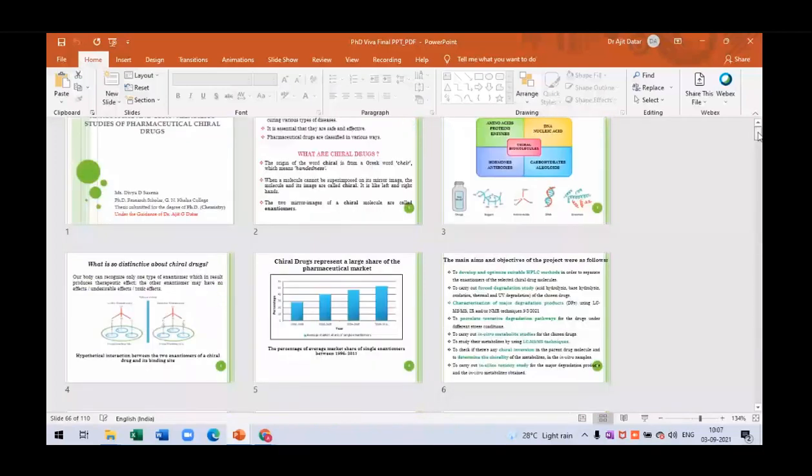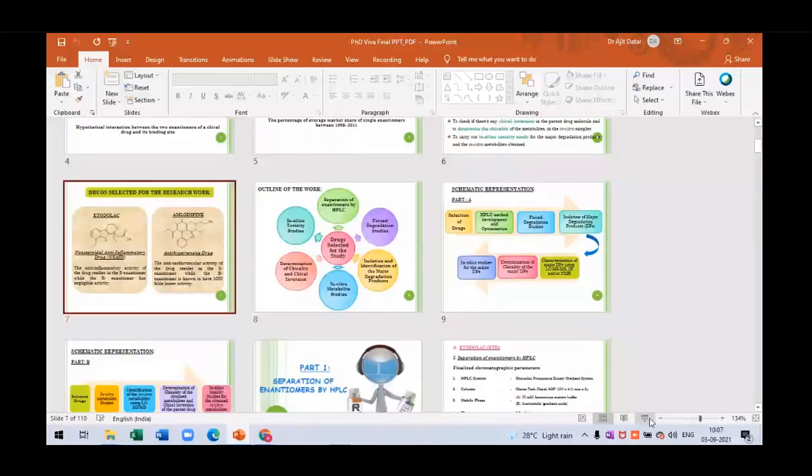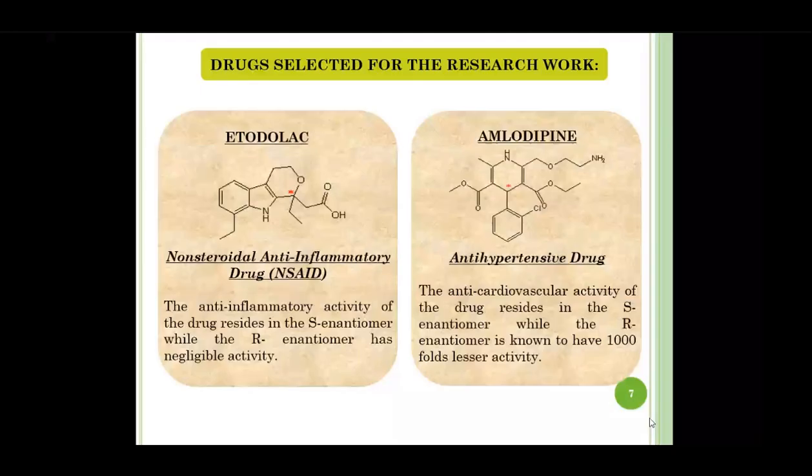Etodolac and amlodipine both are chiral drugs, and the purpose of using chiral drugs for metabolite analysis was to see whether any kind of inversion happens. When the metabolite gets formed, whether the chirality changes. So from R form, whether partially it becomes S form, or S form gets converted to R form or not. That was the idea of looking at the metabolites of these two drugs.